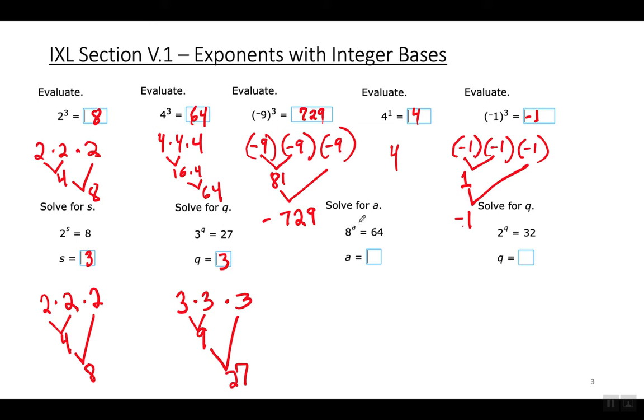Over here, 8 to the what power equals 64. Again, just start multiplying 8 times 8 until you get 64. Obviously, if you know your timetables, 8 to the 2nd power equals 64. So that should be really easy. 2 to the what power equals 32. Again, just start multiplying 2 times itself until you get the number that you're looking for.